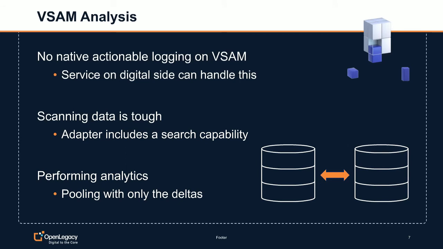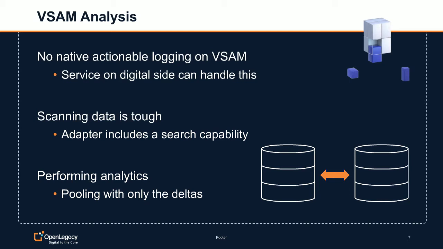But when we talk about VSAM, we think about VSAM analysis, which he just touched on a few minutes ago. VSAM has no native actionable logging. They do have logging, but it's not actionable in the sense that you take action the second things actually happen. But you can do this on the digital side if you bring the data up in pieces, and then you can see what changed and what didn't change, and take action immediately, because there are a lot of actionable loggers that can work on that side. It'll take a little bit of time for you to implement some things like that, but it's a very powerful tool in your toolbox, and a good option for a limitation in VSAM.